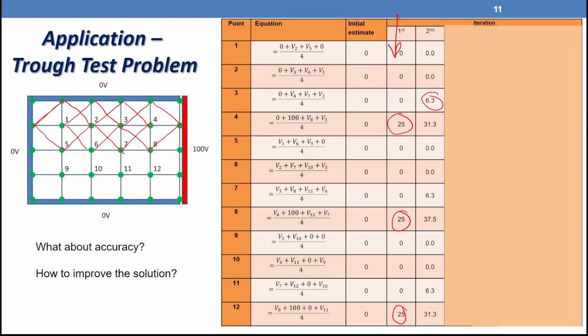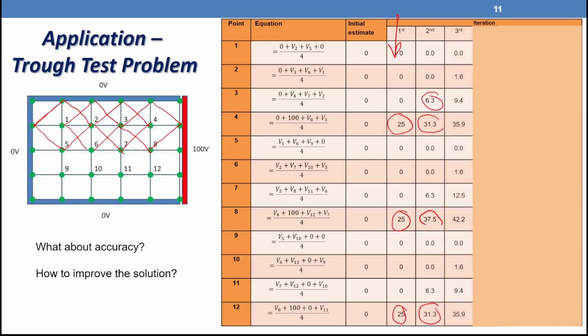For point number 4, it will be 0 plus 100 plus V8 from the previous case, which is 25 volts, plus 0, over 4. So that one will be 31.3 now. And now point number 8 will be V4 from the previous case plus 100 plus V12 from the previous case. So that will be 150 over 4, which gives you something like 37.5 volts. And the same for point number 12. So points 9, 10, 11, 12 are identical to points 1, 2, 3, 4.